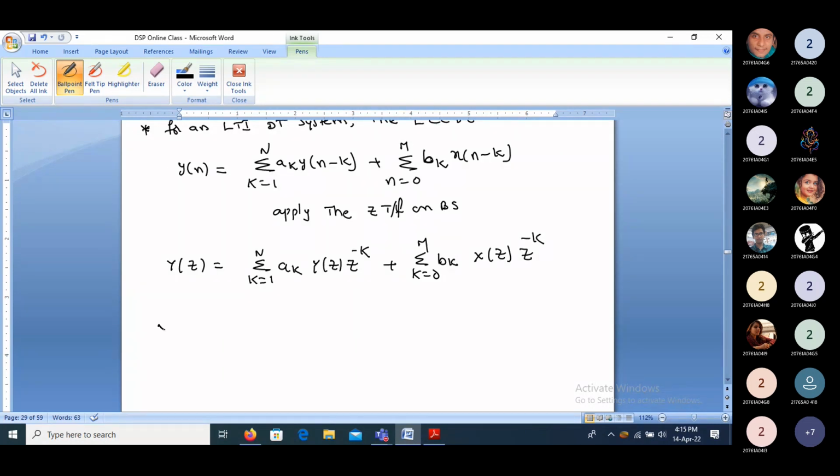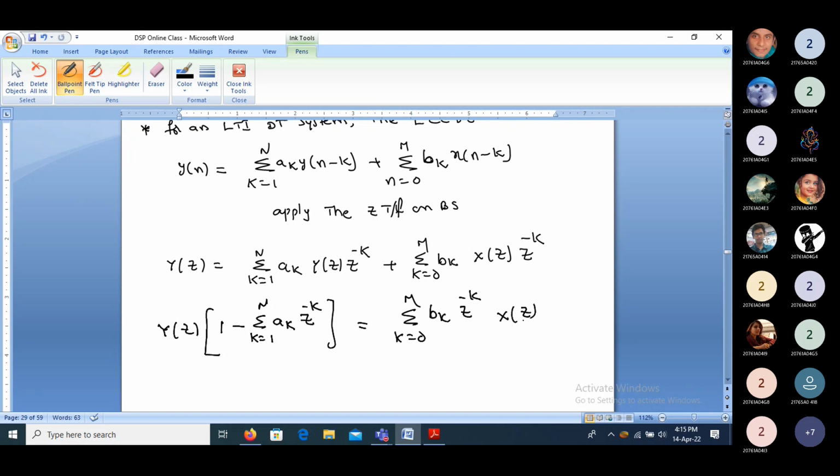So from this one we can take Y of z common, because the system transfer function is always equal to the output by input. So that is equal to 1 minus summation k is equal to 1 to N of ak into z power minus k, Y of z, is equal to summation k is equal to 0 to M of bk into z power minus k into X of z.